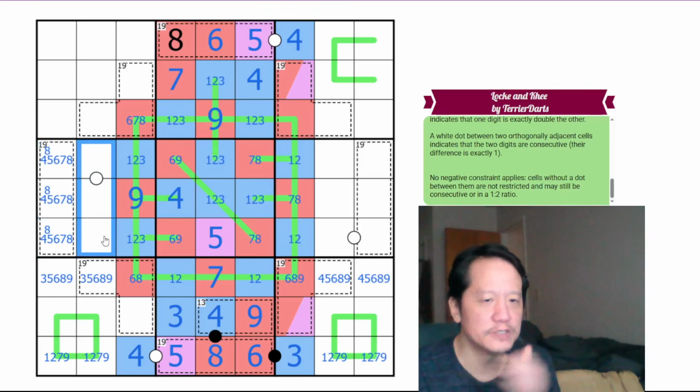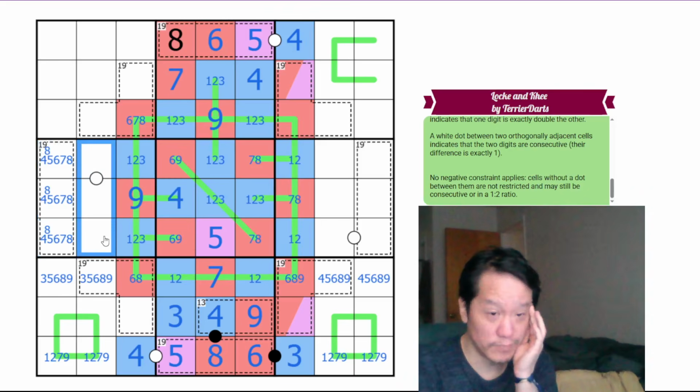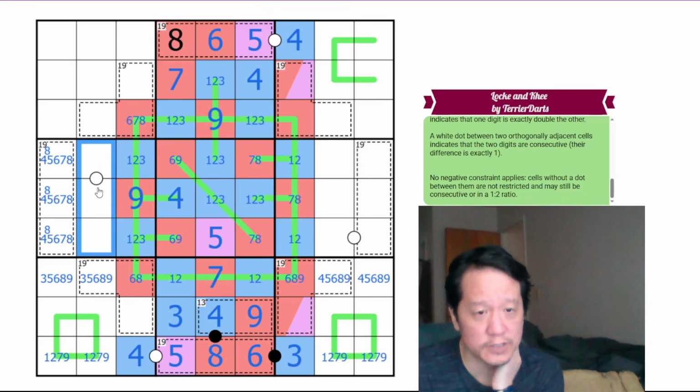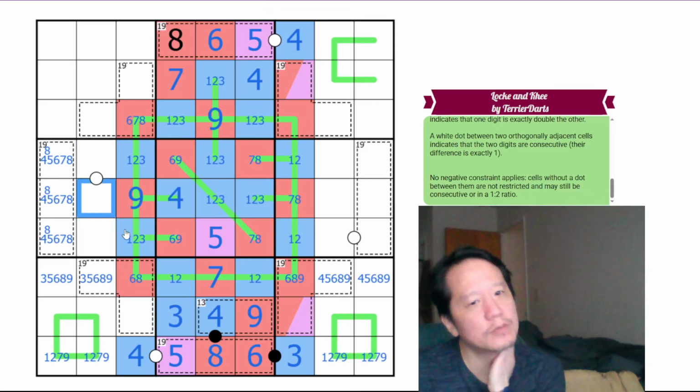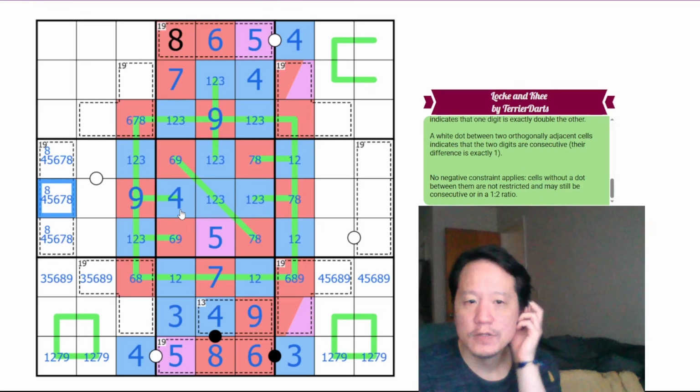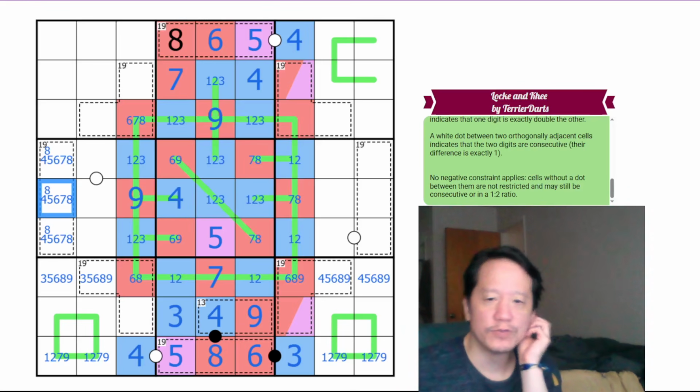So remaining digits in the box are... It cannot be 1 and 2 to be consecutive here. Can't be 2, 3. Could be 3, 4. This can't be 4 because of 4 in the row.